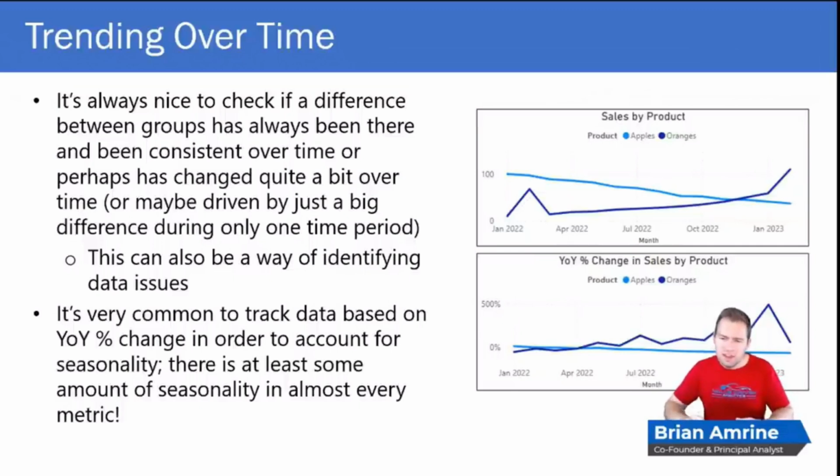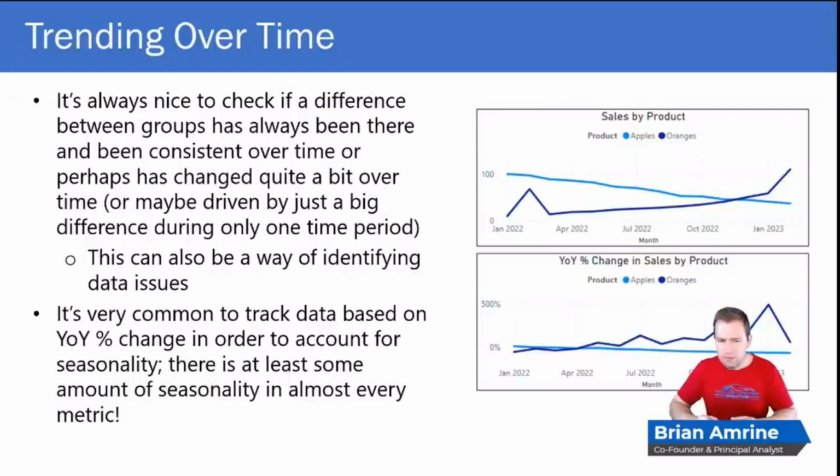We can see in this case it's important to look at the difference over time because even though apples overall during this time period had more sales than oranges, in the last couple of months, and even more so in the latest month, orange sales have been significantly higher than apples. You would miss that if you just looked at the overall comparison by product and you didn't trend it over time. You can also sometimes identify data issues this way.